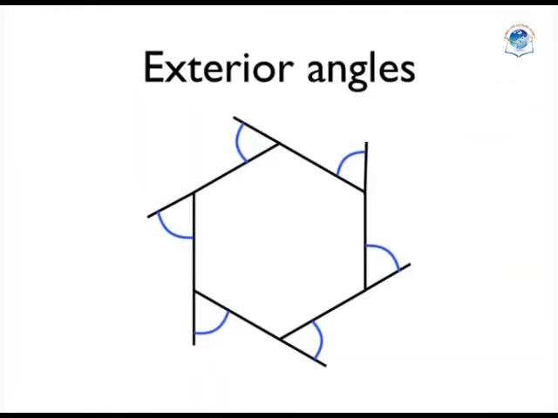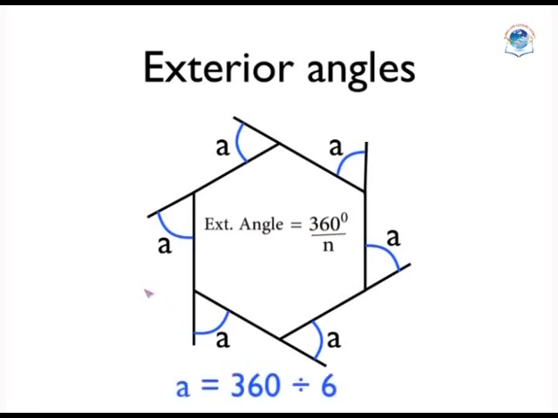For regular polygons, all the angles are equal, and so we can find the size of the individual angles. We simply divide 360 degrees by the number of angles, which basically equals the number of sides, that is 360 over n. And so for a regular hexagon, we shall have 360 over 6, which is equal to 60 degrees. And so each exterior angle of a regular hexagon measures 60 degrees.